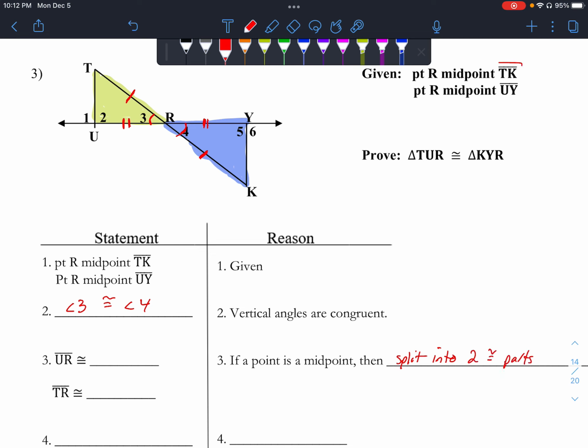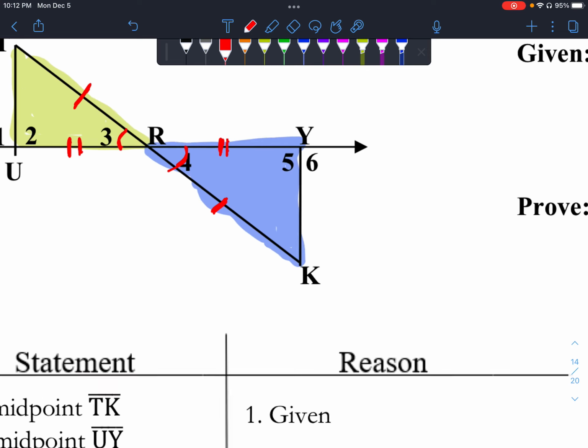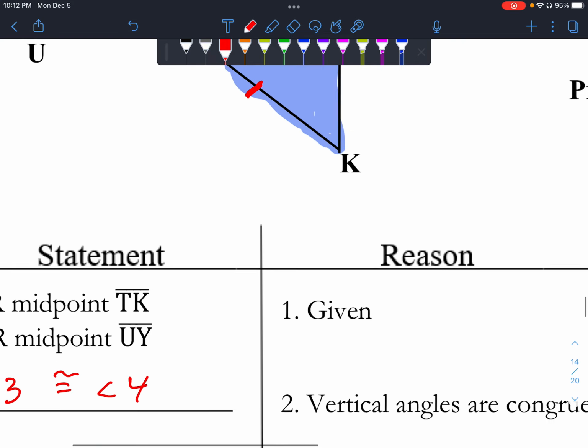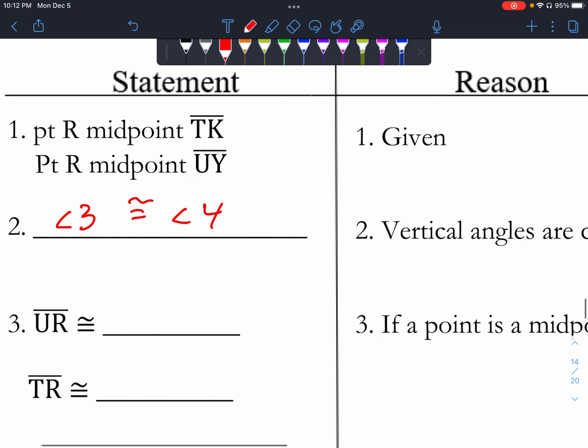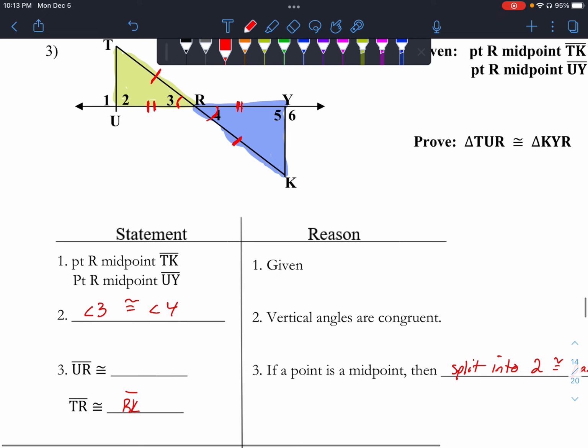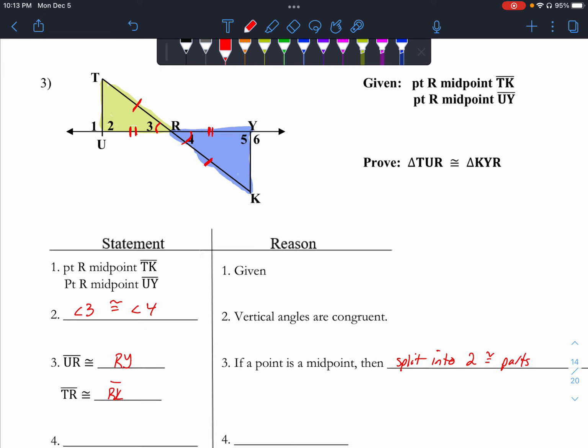So from the given statements that we had up here, what actual two segments were created? Well, the first ones we drew were TR and RK. If you look at this, they have TR, so let's put RK next to it. The other one that they mentioned for us, we had UR and RY. They have UR right here, so we just need RY.